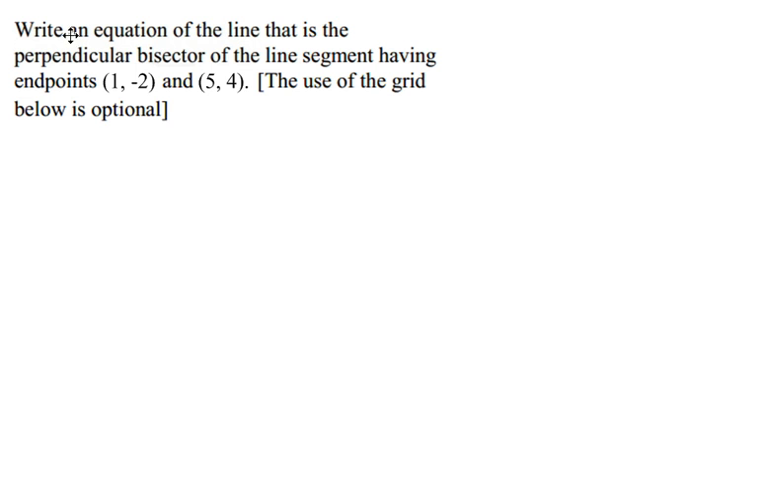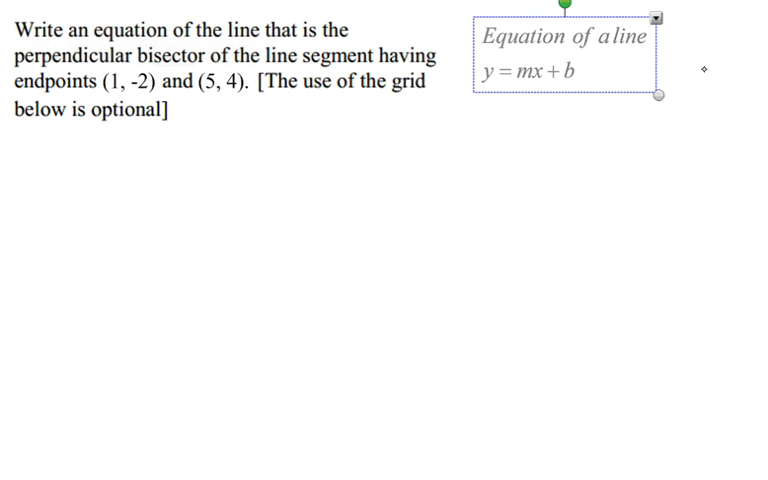So it says write an equation. That means my answer should be in the form y equals mx plus b. Usually it should be in that form. In order for me to give the equation of the perpendicular bisector, I need the slope of the perpendicular bisector and I need the b of the perpendicular bisector. So I have to find those things. Okay, so shall we begin?